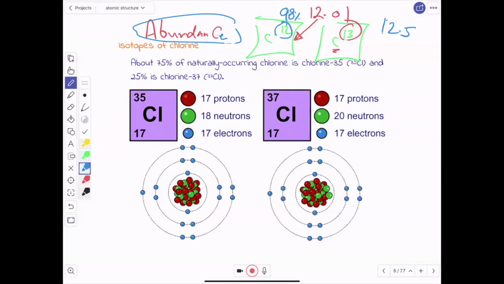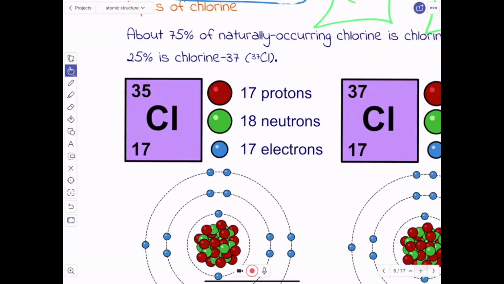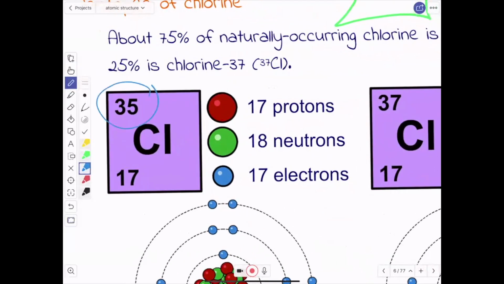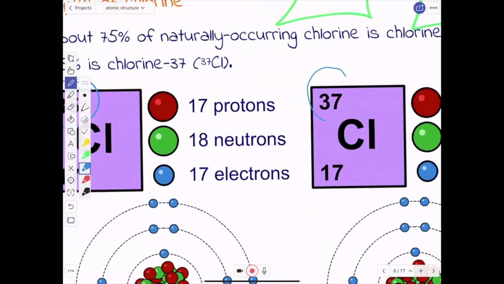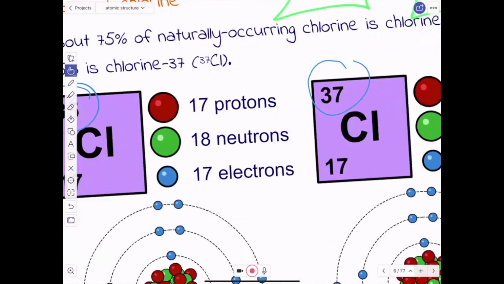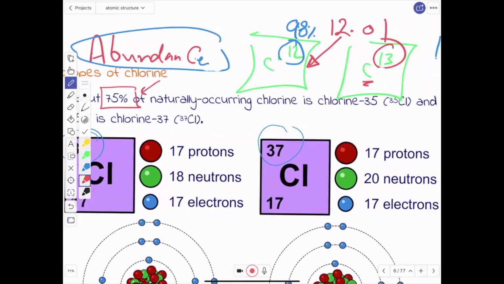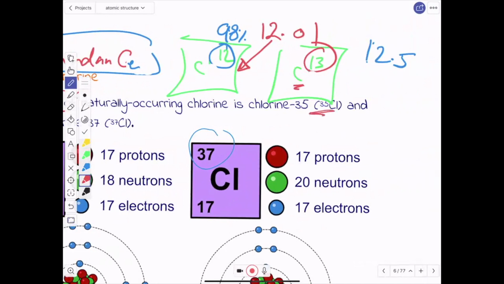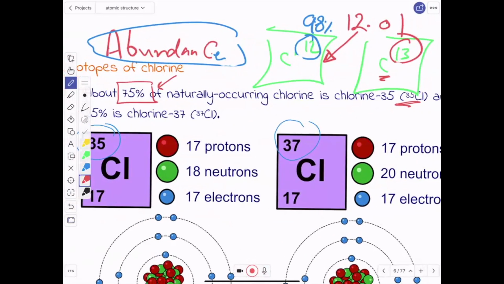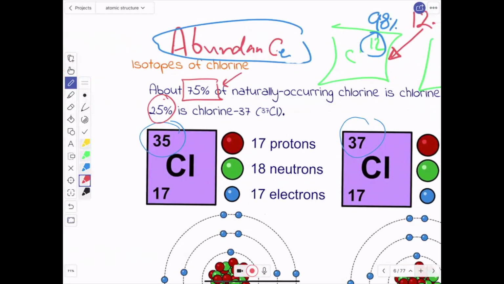Now, here is another example. That's chlorine. Take a look. There are two versions of chlorine here. There is chlorine 35 and there is chlorine 37. However, the abundance of these chlorines is different. So the abundance of chlorine 35 is more. It's like 75%. And the abundance of chlorine 37 is way less. It's like 25%. So again, I'm gonna organize the data here.